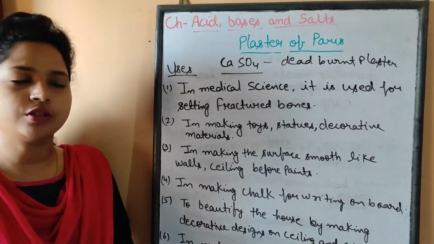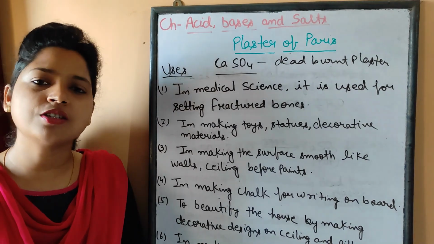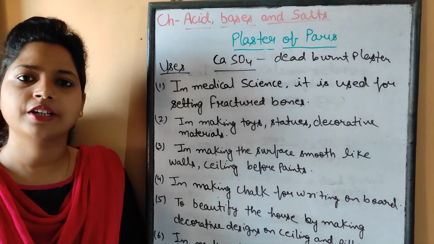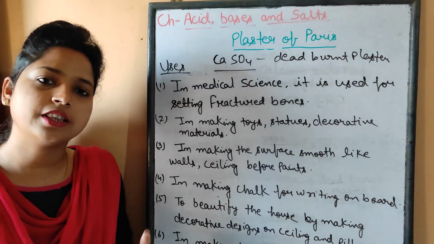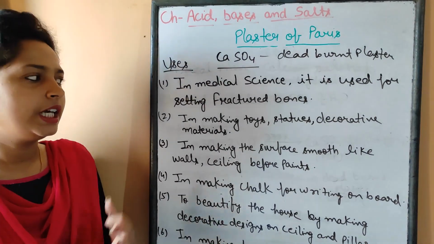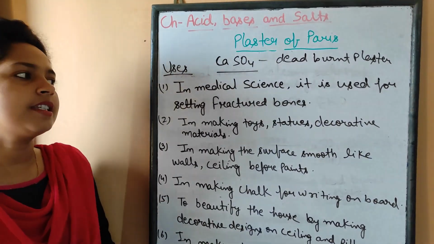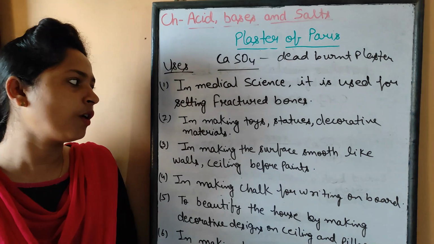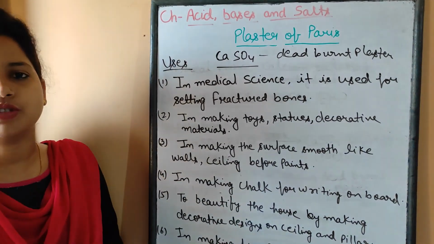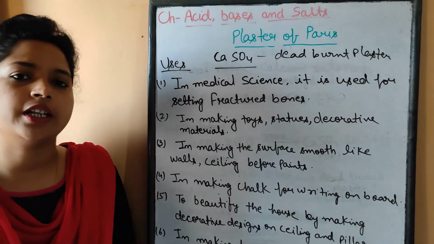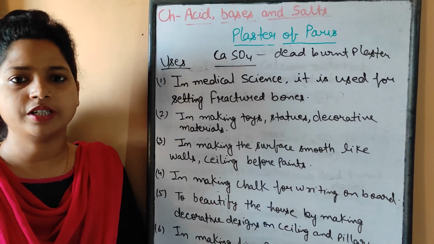Now let's have a look at the uses of plaster of Paris. It has lots of uses in our day-to-day life. It is very common for us. We have seen it because it plays a vital role. The very first is in medical science. In medical science, this POP is used for setting fractured bones to the right position. Now the second one is in making toys, statues or decorative material.